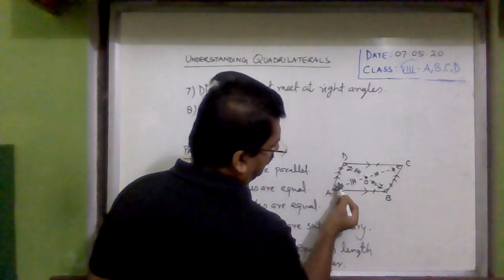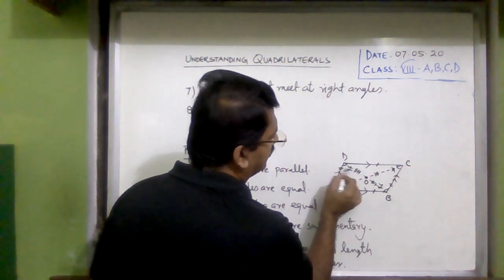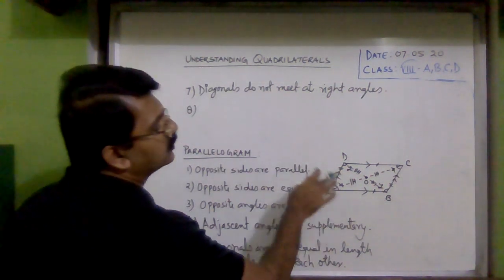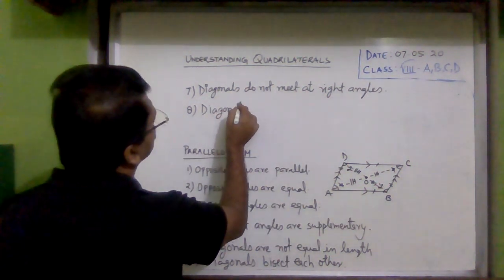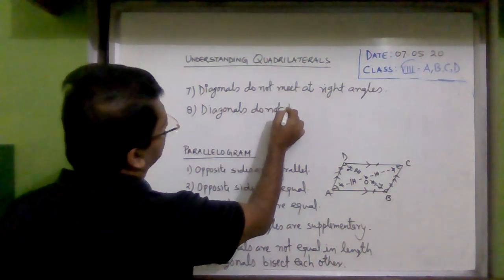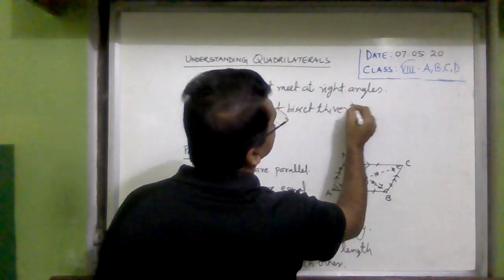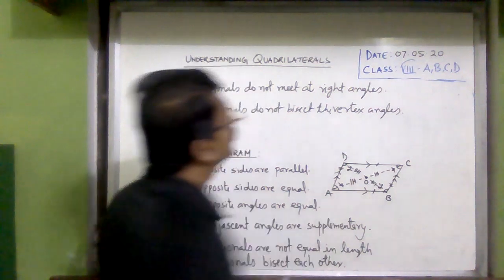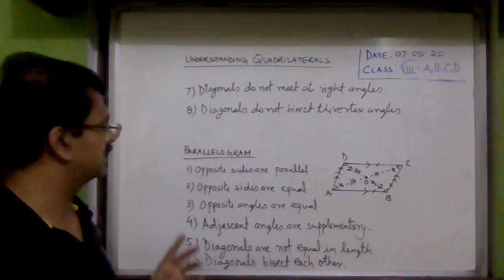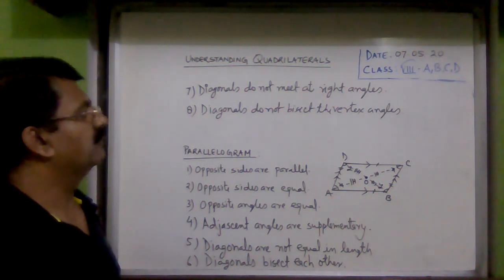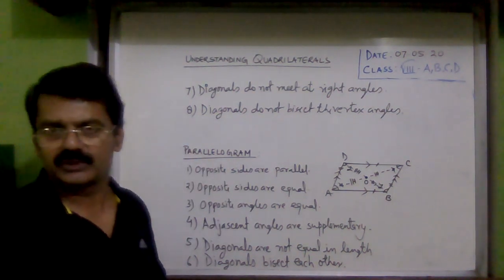Next, if you look at this diagonal, this angle will not be equal to this angle. Similarly, if you look at this diagonal, this angle and this angle are not equal. So diagonals do not bisect the vertex angles. These are a few properties of a parallelogram which you must remember, because today itself we are going to do a few questions in which these properties will be used. Okay?